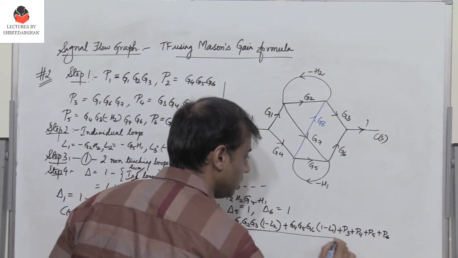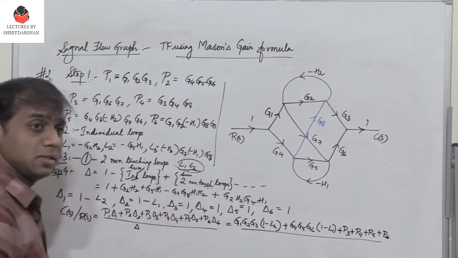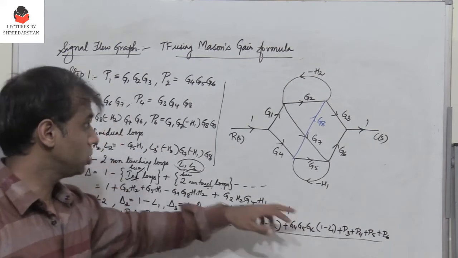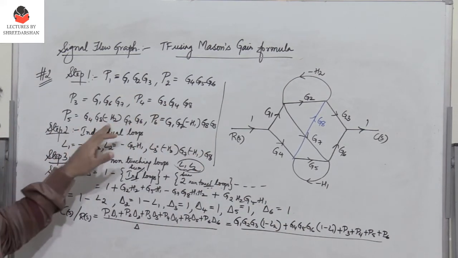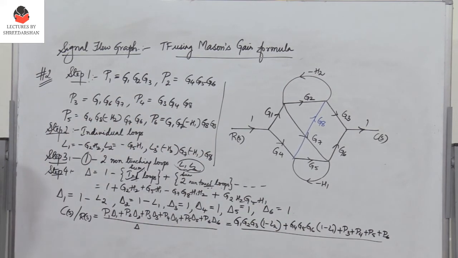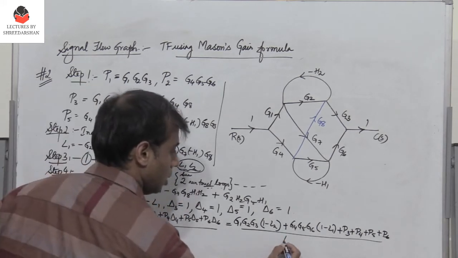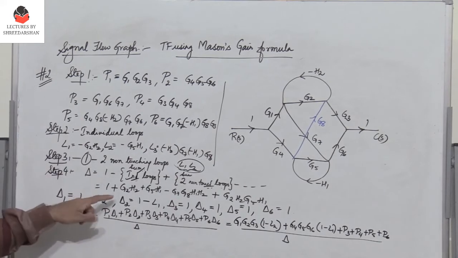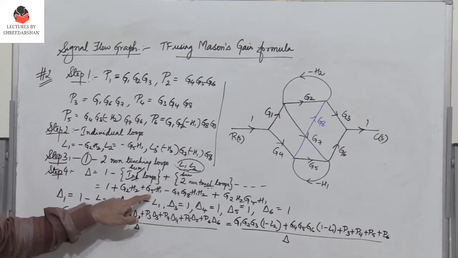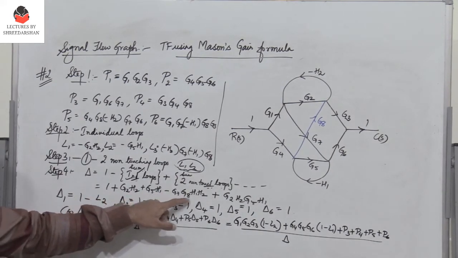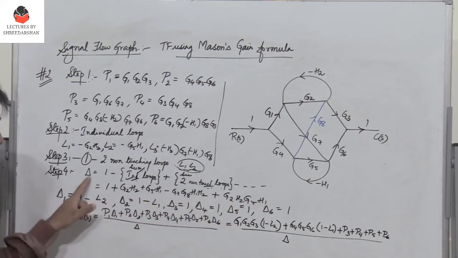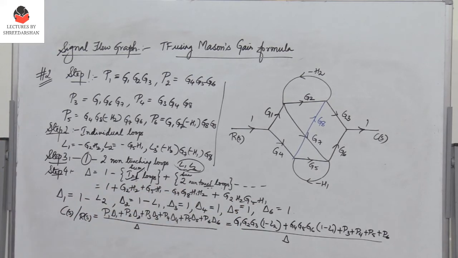So I'm just writing P1, P3, P4, P5, P6 to just save time. Make sure that you write these values. These are the values, the forward path, divided by delta. So what is delta? Delta is this expression. So you have to write this expression 1 plus G2H2 plus G5H1 minus and plus. This entire expression you need to write there. Okay, so this is the final transfer function of this signal flow graph.